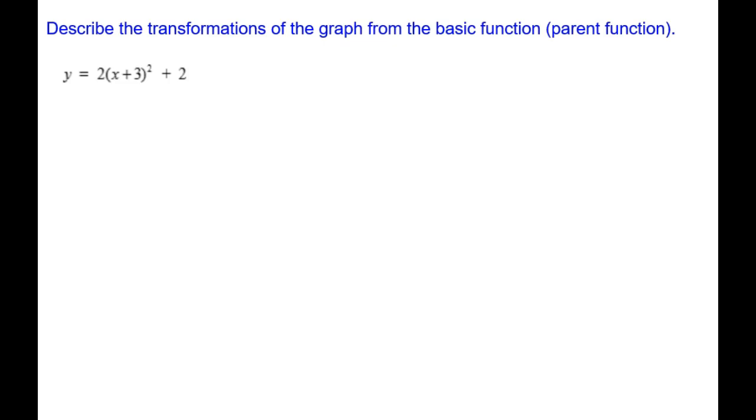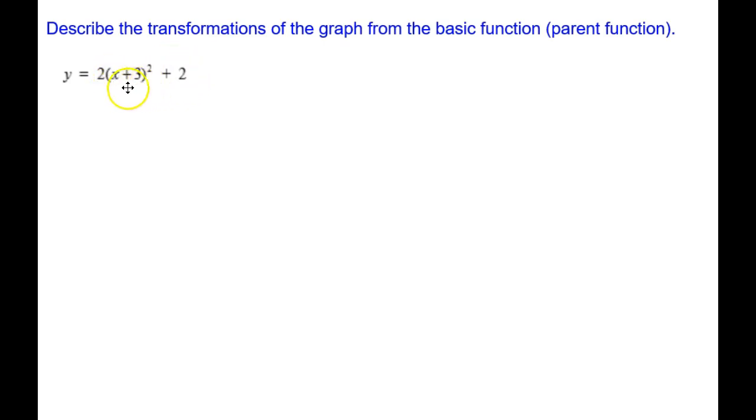Now to the next example, we have y equals 2 times the quantity x plus 3 squared plus 2. Again, we're using the parent function. We have a quadratic, so we're looking at y equals x squared. What are we doing to that basic parent function to get to the given function? So first, I'm identifying any vertical translations. Looking at the end, we have 2, so we have a vertical translation up 2 units.